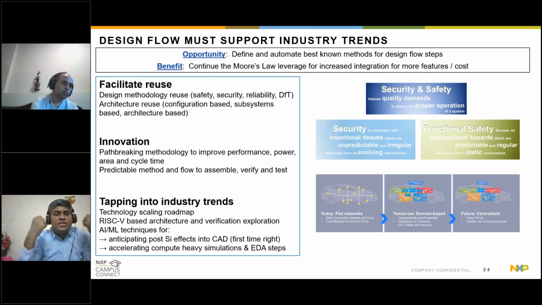And what about the latest emerging trends? What about AI ML? Is it just a fancy word, or can I import the principle into my day-to-day work? Can I make my day-to-day job more efficient by deploying AI ML techniques? Right? Can something read through my log files and predict the way my flow will behave in the next cycle of its run? Or what about RISC-V, which is emerging as an open source architecture? Am I able to leverage these kind of architectures for doing end-to-end designs? So the design flow has to support all these industry trends.